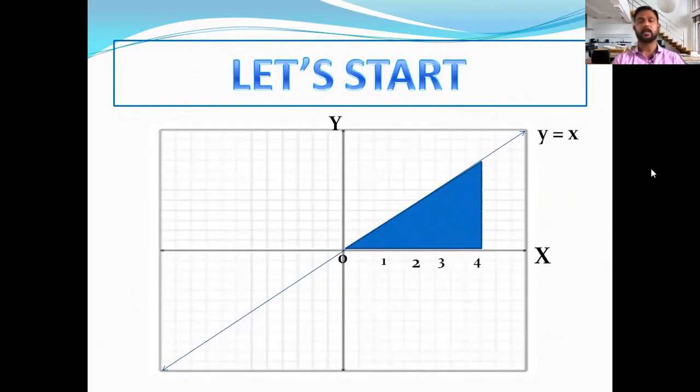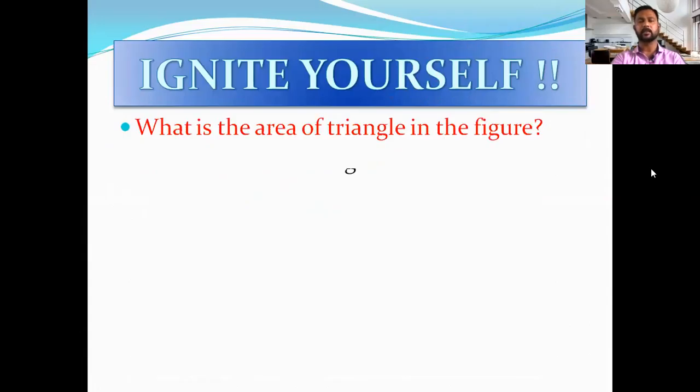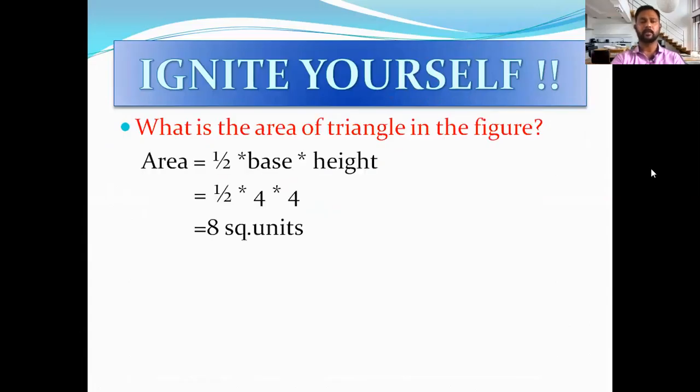Yes, it is a right triangle whose area is half base into height. Base is 4. What about the height? The equation is y is equal to x, so at the point 4, height must be 4 itself. Therefore, the area of the triangle is half times base into height. We saw that base is 4, and using the equation y equal to x, height also equal to 4, which results to 8 square units.